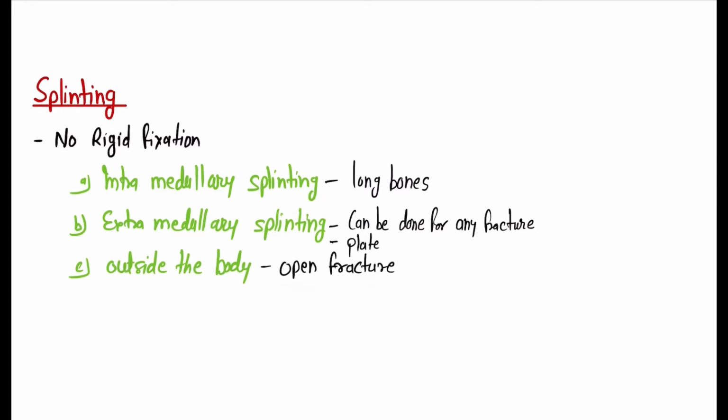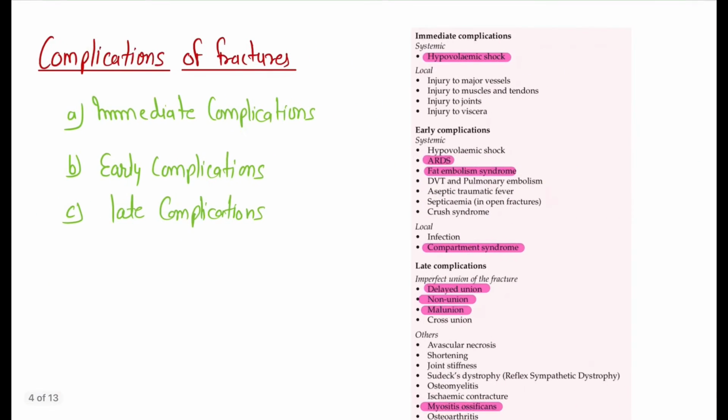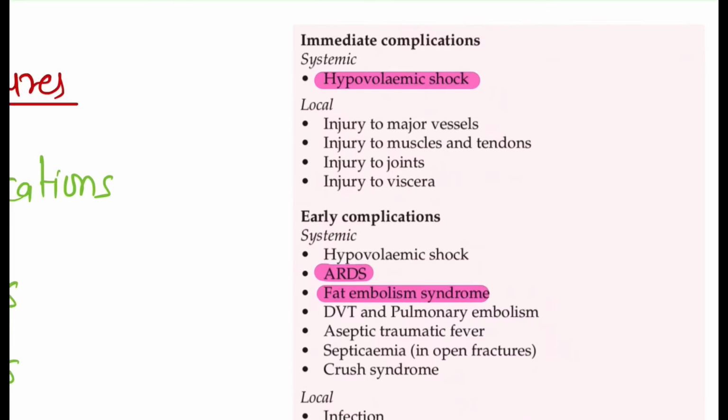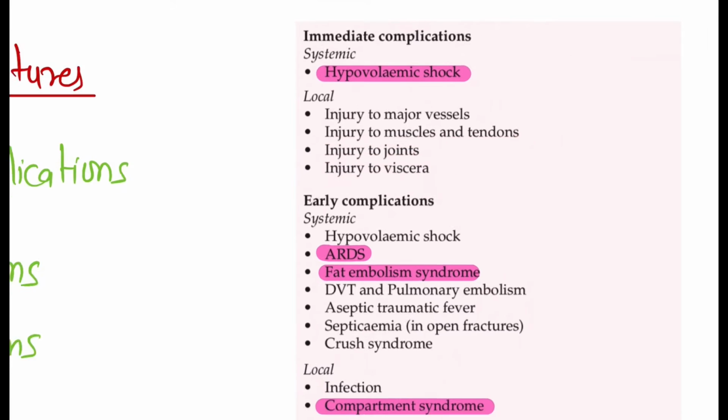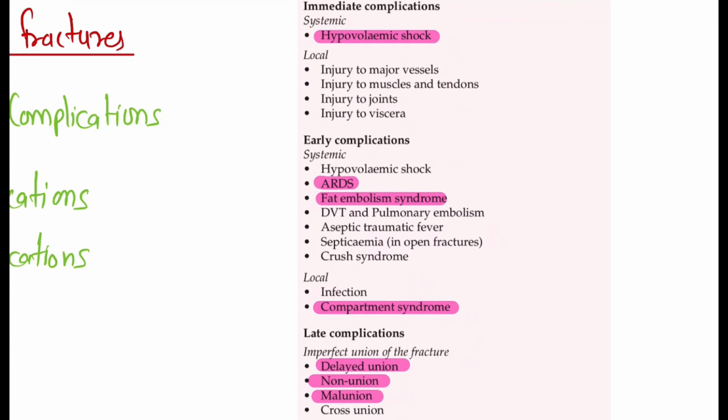Okay, and then we talk about complications of fractures. In immediate complications we have systemic and local complications. In systemic complications we have hypovolemic shock, and in local complications we have injury to major vessels, injury to muscles and tendons, then injury to joints, then injury to viscera. Okay, so like that we have early complications.